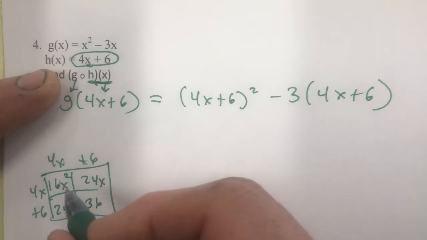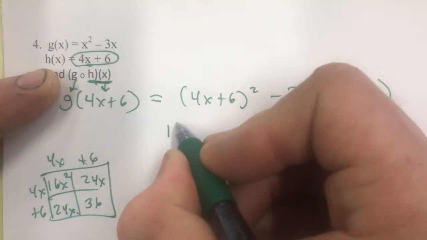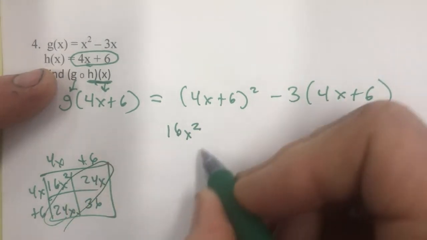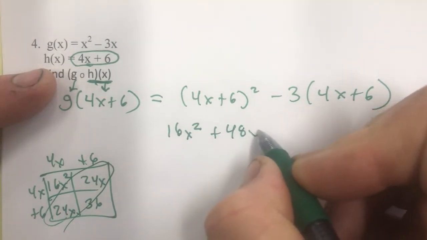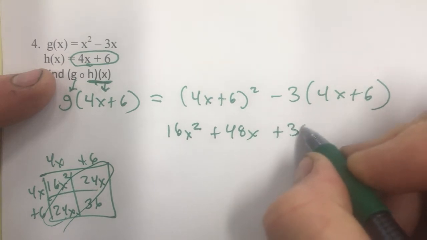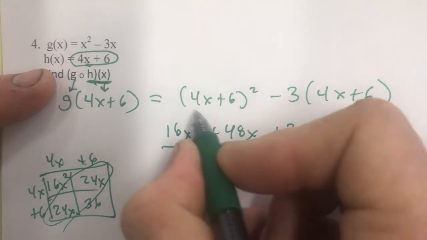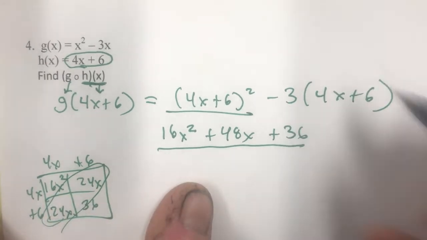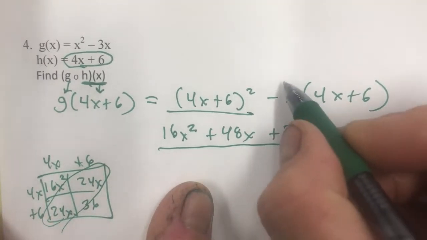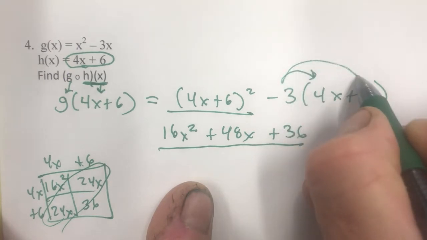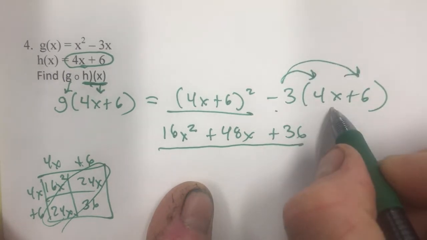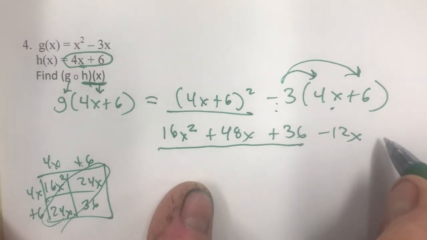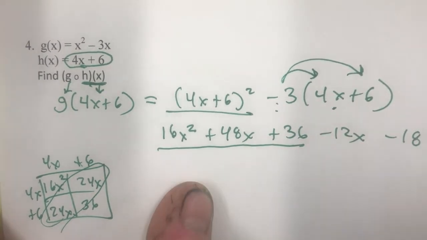Okay, so that gives me a 16x squared. I've got 24x plus 24x, which is 48x. And then I got plus 36. So right here, that's what that is when I square it out. Now I've got -3 times this. Well, I got to distribute the -3 into this. So -3 times 4x right there would be -12x. And then -3 times 6 would be -18. So there you go. There's all my stuff right there.